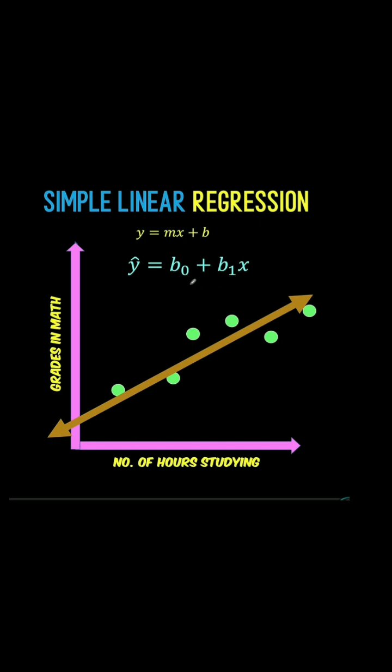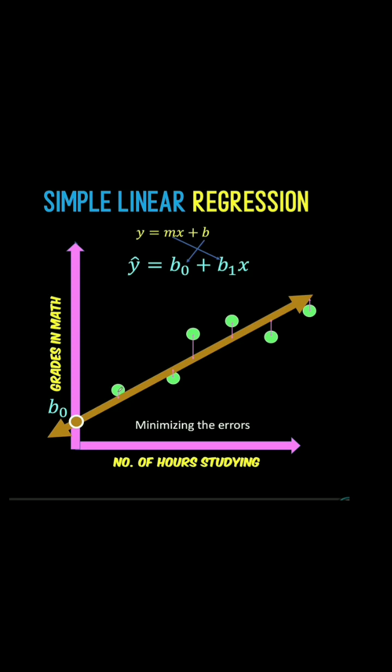Now, in our notation, this b sub 0 is now our y-intercept b, and the slope m is b sub 1. In this graph, this b sub 0 is the point of intersection between the y-axis and the regression line, and this b sub 1 is the slope. That means it is the ratio of the change in y over the change in x. So b sub 1 is the slope. Now notice that the actual observations are not exactly on the regression line. That means there are errors.